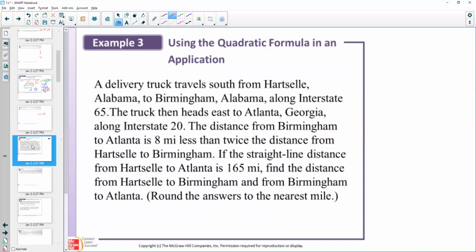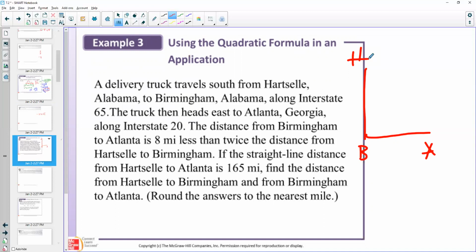This is an application. So first, there's a story. A delivery truck travels south from Hartsville, Alabama to Birmingham. So we're going south. Okay. And then it heads east to Atlanta along Route 20, east. The distance from Birmingham to Atlanta, okay, this is B, A, and this is H.